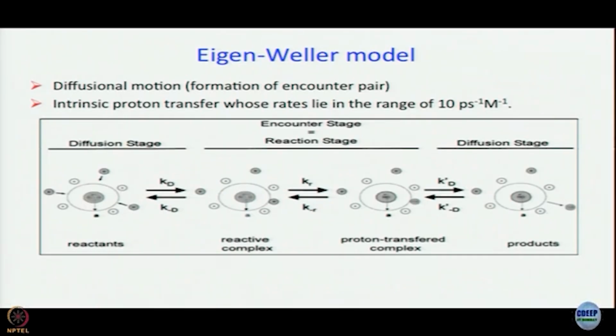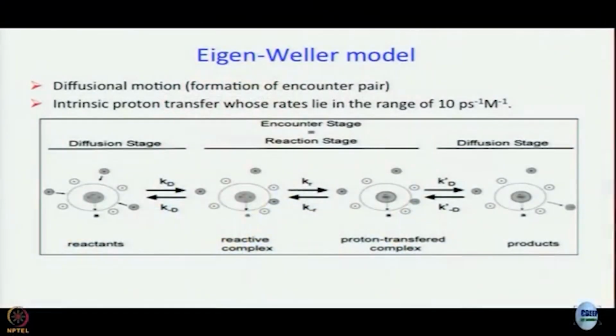Okay. If this stops at the encounter stage, then what will happen? Then some protons will be transferred, some will not be transferred. So, finally, you do not really get that acid-base reaction to that extent. So, it is this diffusion in and diffusion out, they are naturally going to be very important in this entire process. So, this is the Eigen-Weller model.